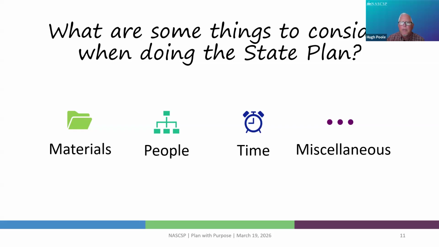In terms of people, who needs to be reviewing the plan? So who within your administration, your management chain, is going to need to look at it? What does your leadership structure look like? If this is your first approach to the state plan, you're going to need to check into that. Who needs to be involved?